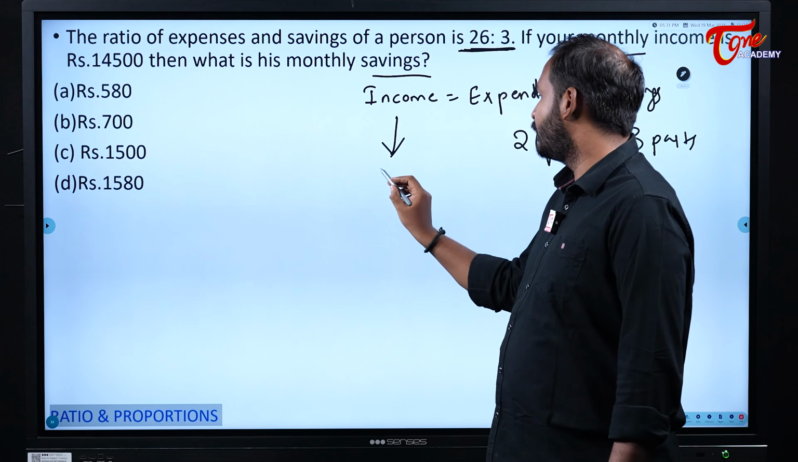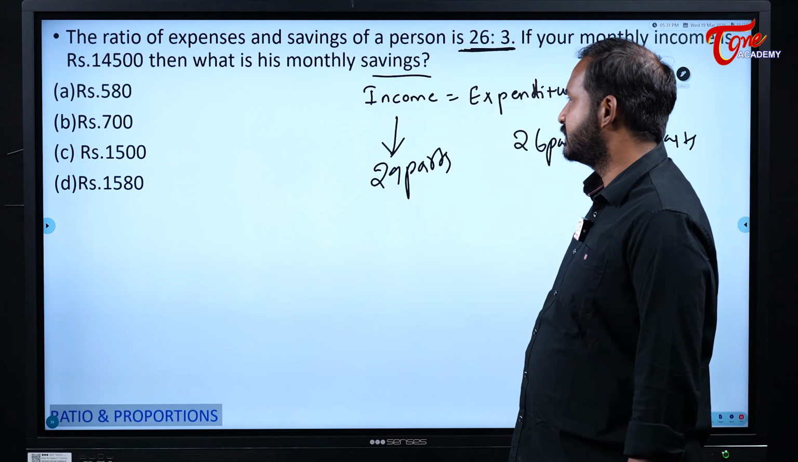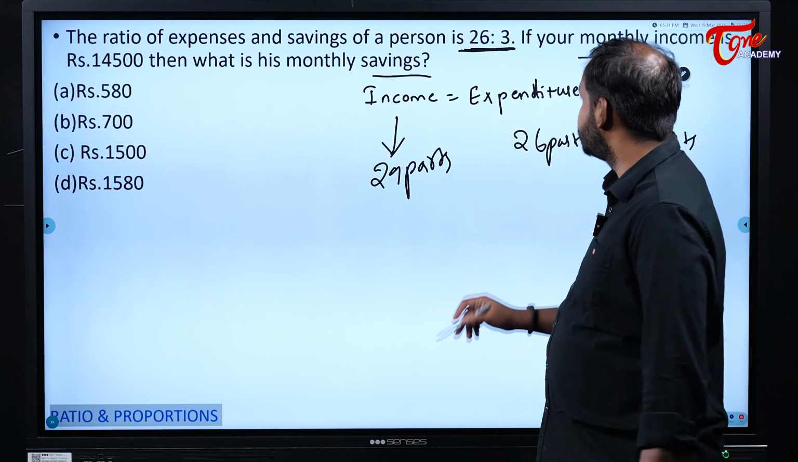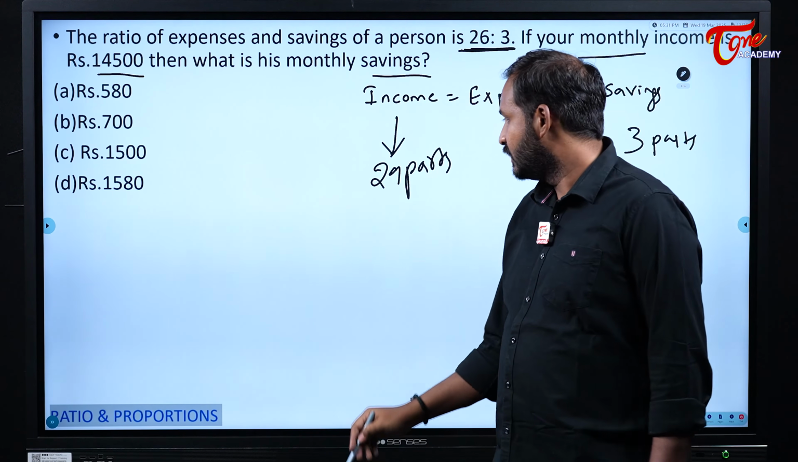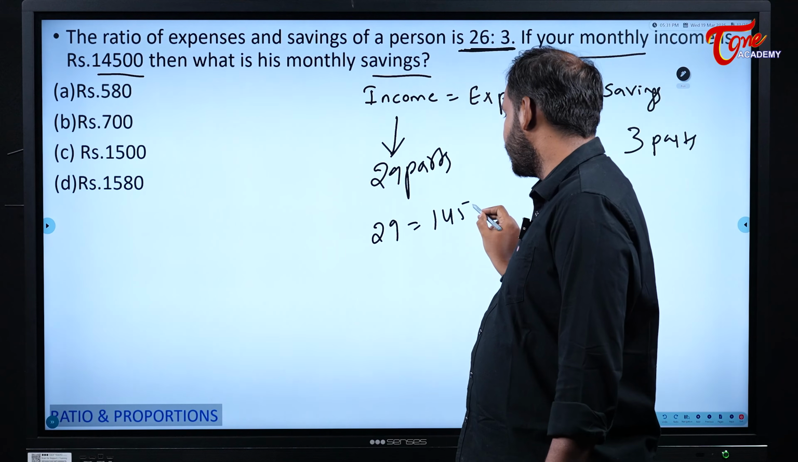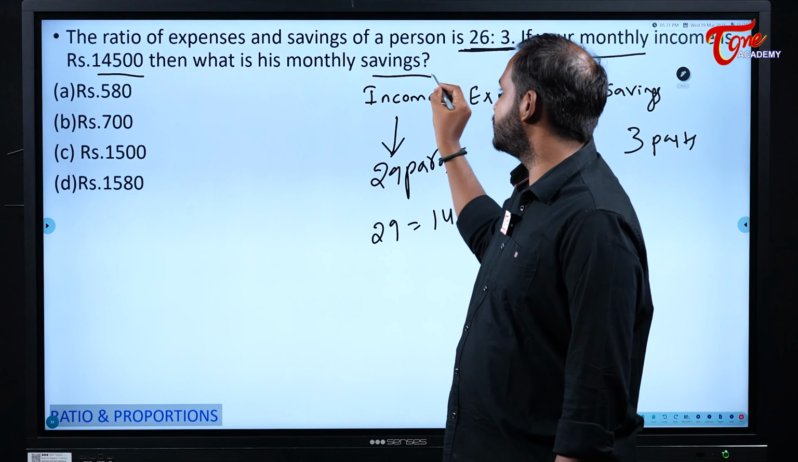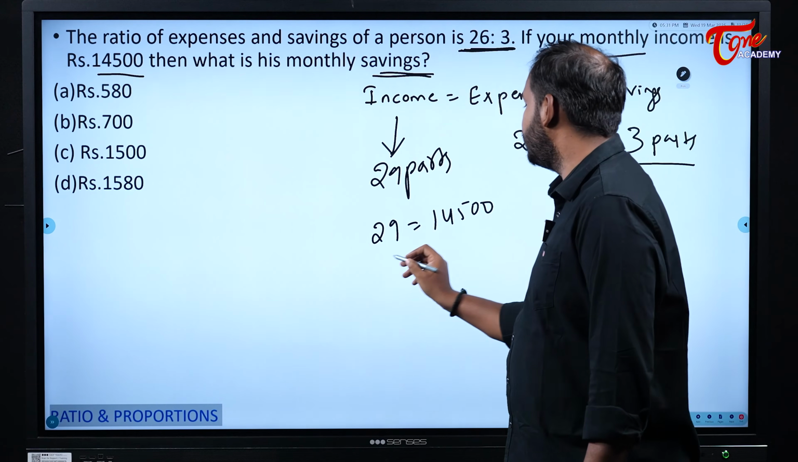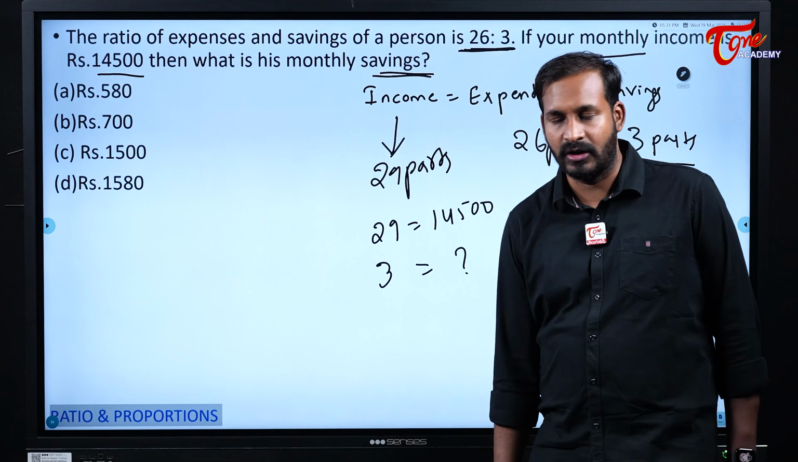Now tell me, what will be his income? 29 parts. His income becomes 29 parts. According to the question, his monthly income is 14,500. That means 29 parts is equal to 14,500. His monthly savings is how many parts? 3 parts. 3 parts is equal to how much?